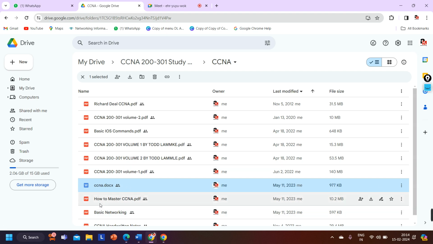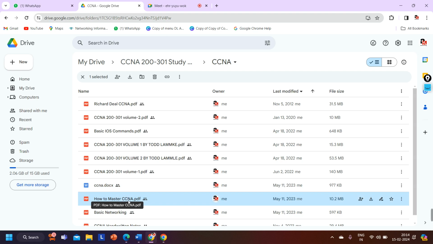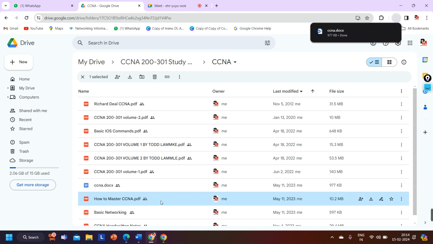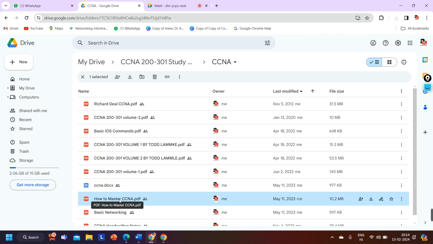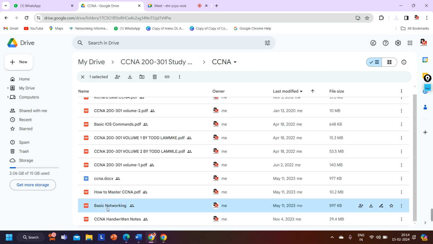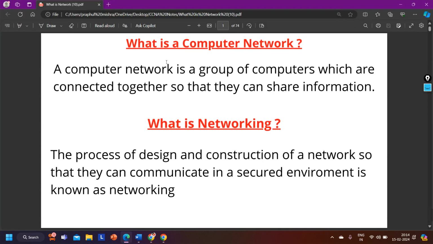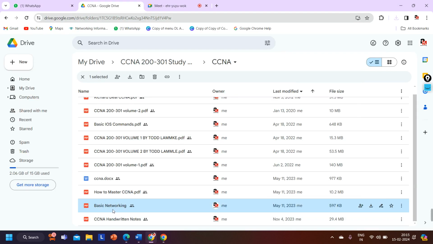Okay, then guys, there is one book, How to Master CCNA. This book is also a good book to learn CCNA, right? You can learn complicated topics in easy language, so you can download this one as well, How to Master CCNA. Then this note is compulsory for everyone, basic networking, right? So this is the note, basic networking, right? So now you need to download this one, basic networking.